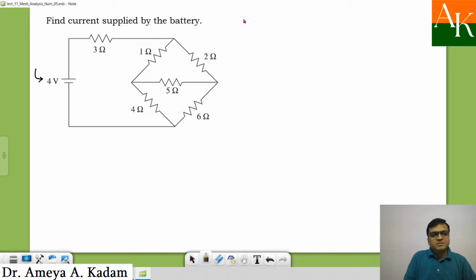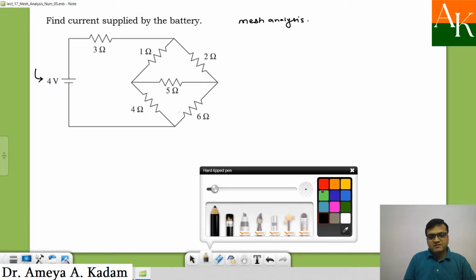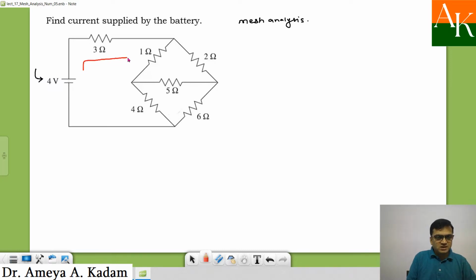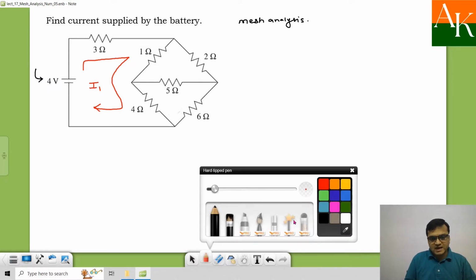Now in such cases mesh analysis is the simplest method, so we have to solve this numerical using mesh analysis. First step is identification of the meshes. One can easily see there is one mesh over here, and I am assuming that the current is flowing in clockwise manner, and that is I1.